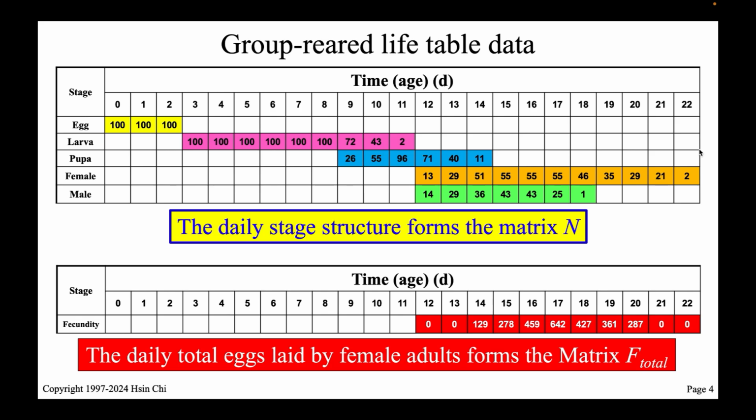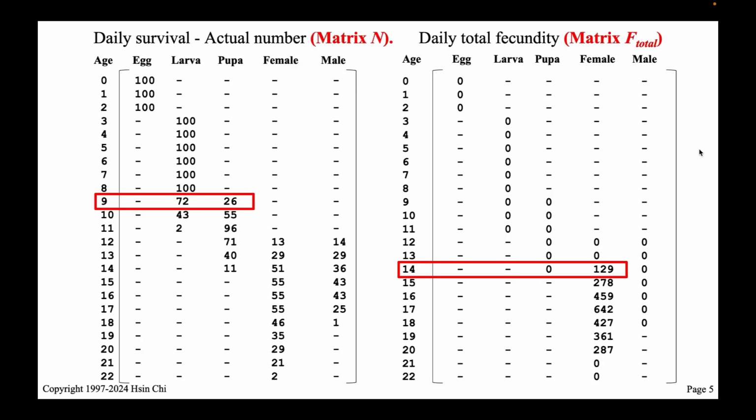In the group read live table data table, the daily stage structure forms the matrix N and the daily total eggs laid by female adults forms the matrix F total. On day 9, there are 72 larvae and 26 pupae. The 129 eggs observed on age 15 days is the age-specific fecundity of females of age 14 days. They have laid 129 eggs.